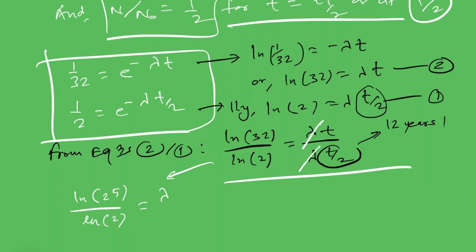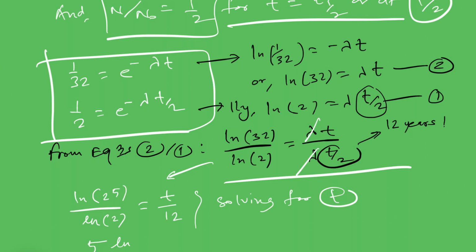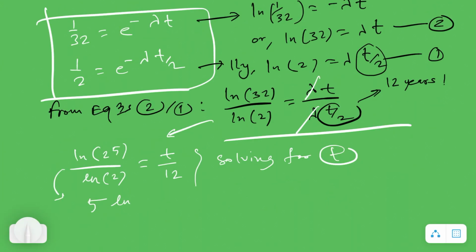So, let's take the ratio, which is ln 32 divided by ln 2, equals lambda times t divided by 12 times lambda. Lambda cancels out in numerators and denominators. Using the logarithmic property of base 2, we are left with 5 times ln 2 divided by ln 2 equals t divided by 12. Using cross multiplication and solving for t, we get t equals 12 times 5 equals 60. Yes, as expected, we got the same answer as earlier.